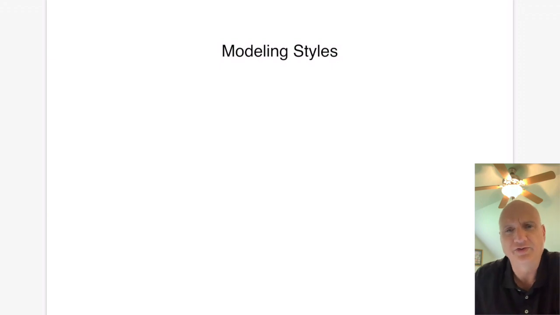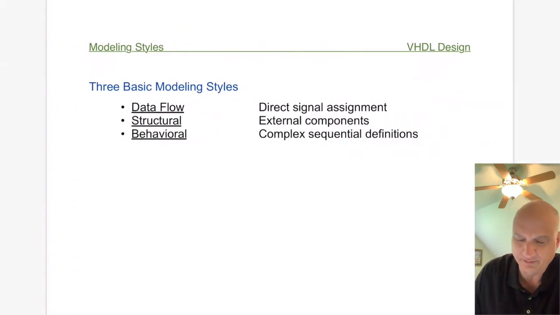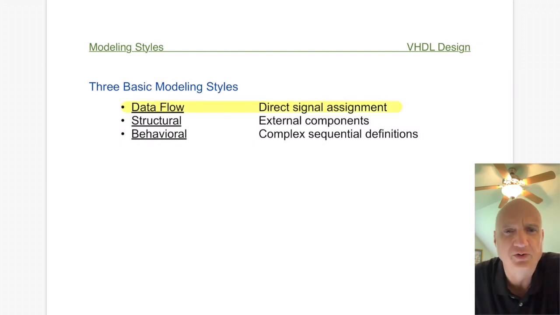There are three styles in VHDL for modeling, and one of them is called data flow. Data flow is something we've already seen in some of the examples we've looked at. For our initial VHDL code, we used data flow to describe the LED outputs for that circuit. Data flow is basically the idea of assigning a value directly to a particular signal.